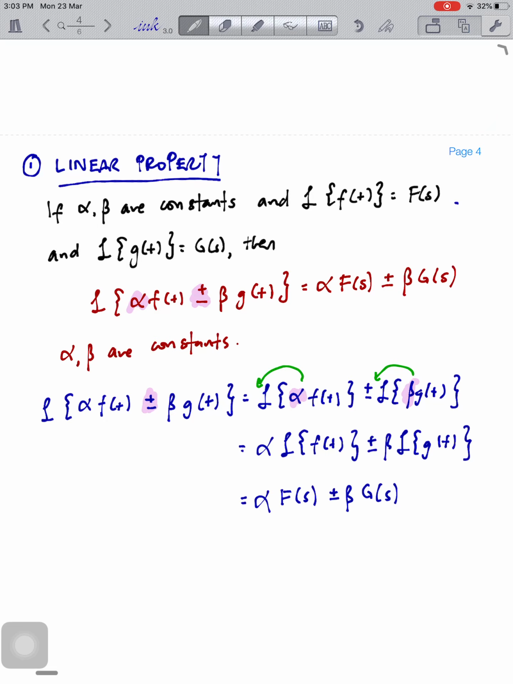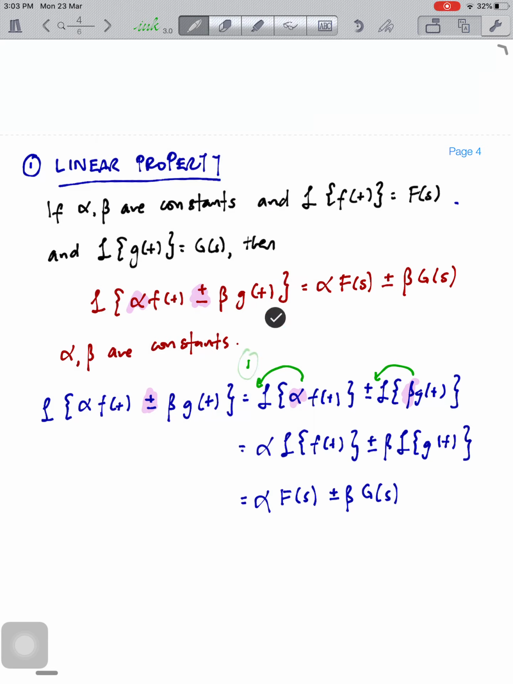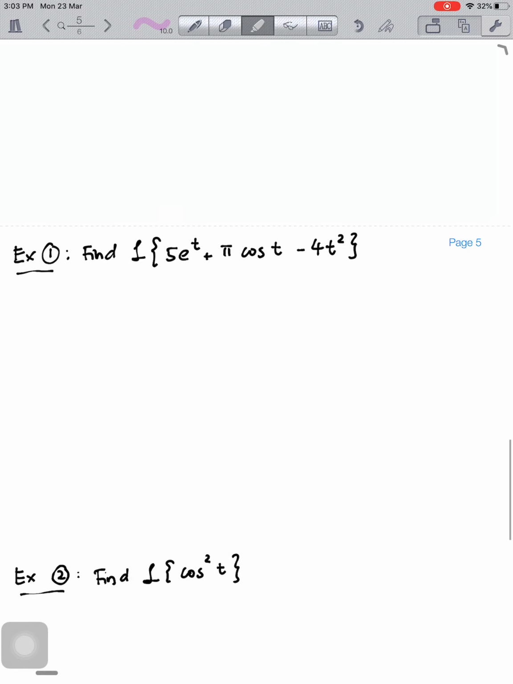Basically it's telling you two things. The first thing is that whenever you have functions combined by plus or minus, you can separate them. That is the first property. And the second property is that whenever you have a constant, you can bring that to the front instead of leaving it with the function that you're going to Laplace. It's going to make things easier for us. Those are the two properties, and that's how we apply them.